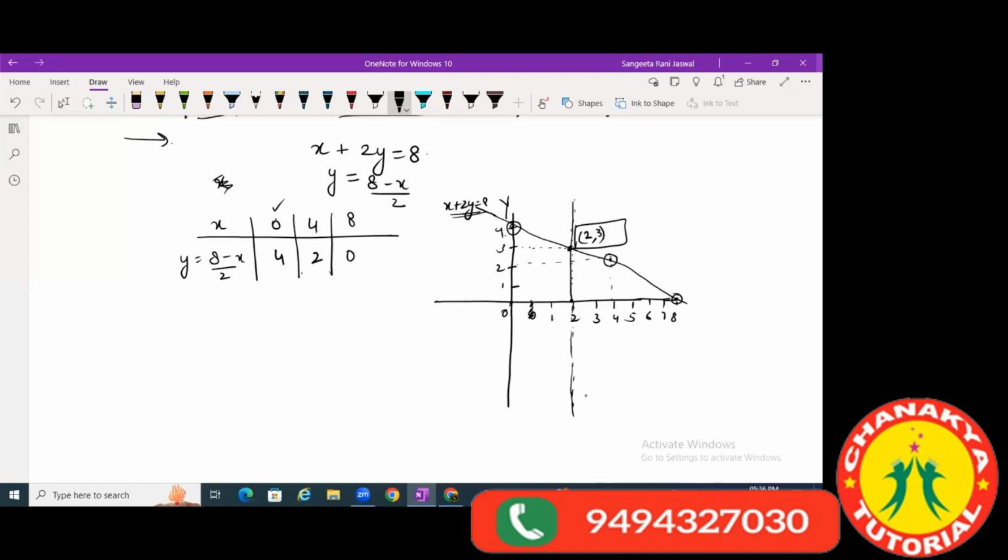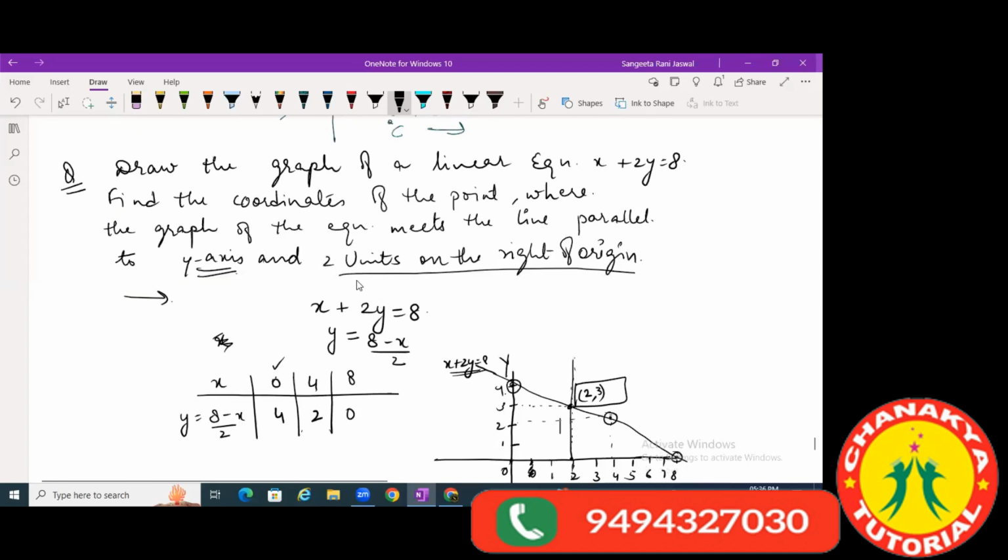It was written in the question. Find the coordinates of the point where the graph of this equation meets the line parallel to the y-axis and 2 units on the right of the origin. Okay, you understood the question? It was asked that you have to find the coordinates of the point where the graph meets the line parallel to the y-axis, this parallel line, where it meets the line with the equation. It's very clearly written in the question.